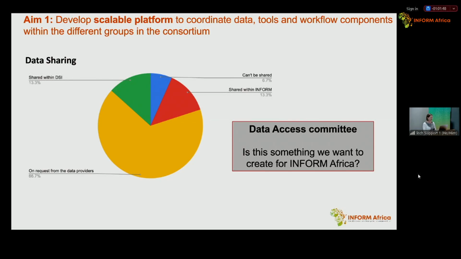But I think one of the things we may need to discuss in our consortium is whether we want to make a data access committee, because this comes up in the guideline and they talk about having a central data access committee, but we haven't really spoken about whether we wanted one at a project level. So I think we do need to talk about that.